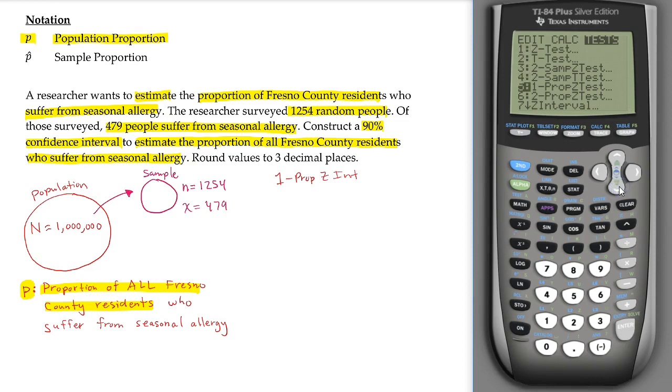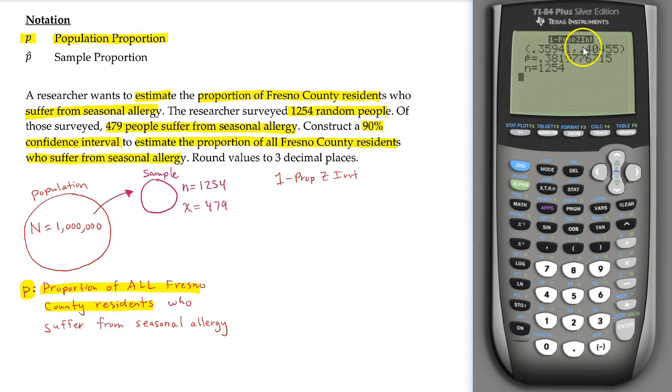A common mistake I see students make every semester is they choose the 1-PropZTest. That's a completely different function, so we don't want to choose that one. We want to go to 1-PropZInt, and then we need our x. In this problem, x is 479, and then our n, which is our sample size, is 1254. Our confidence level was given as 90%, so that would be 0.90 as a decimal. And then we're going to calculate.